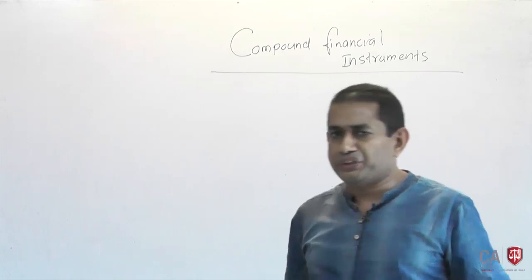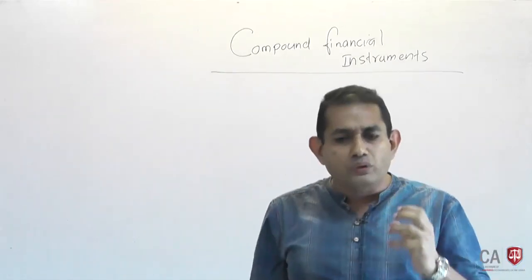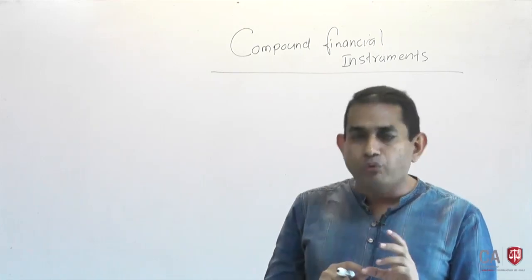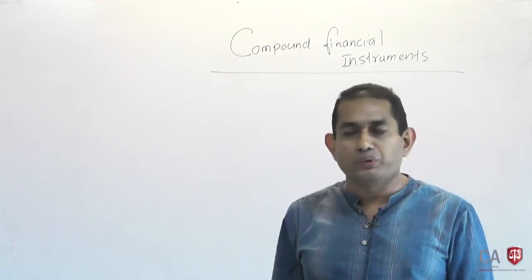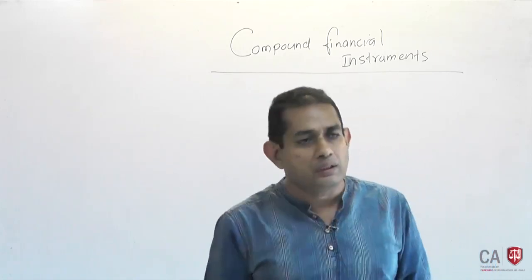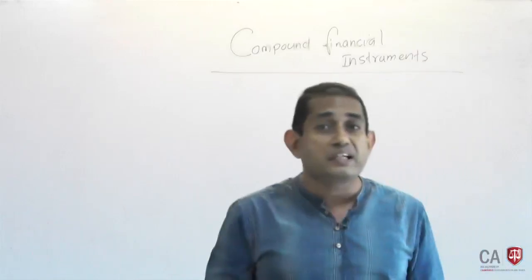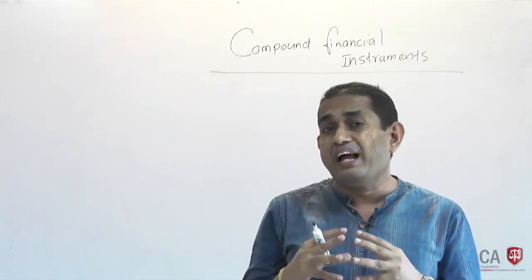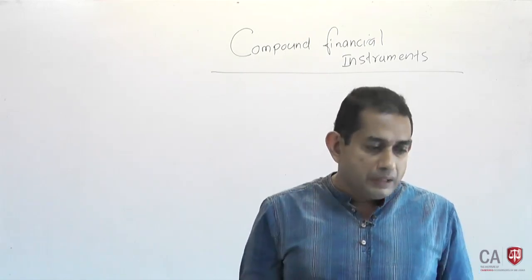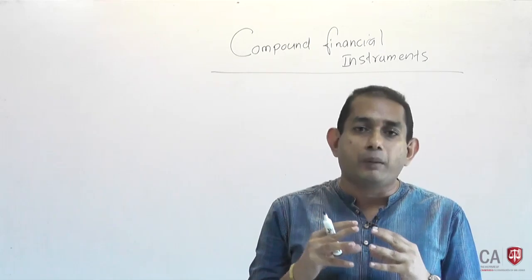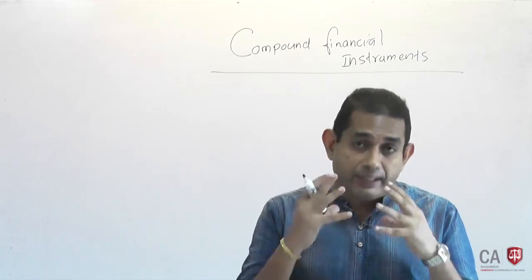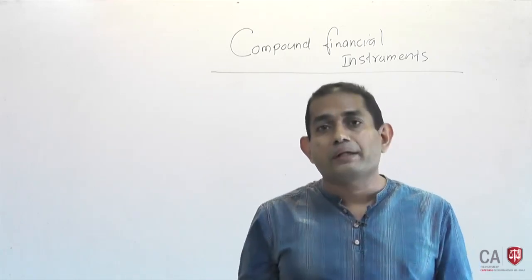Now, let me come to the point straight. A compound financial instrument is an instrument where both equity and liability components are included. Let me repeat it, I am repeating it again and again because it is very important. A compound instrument is an instrument where both liability and equity components are included. If both equity and liability characteristics are embedded and blended together, then only we call it a compound instrument.